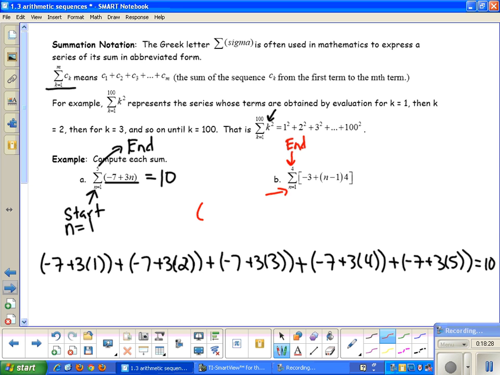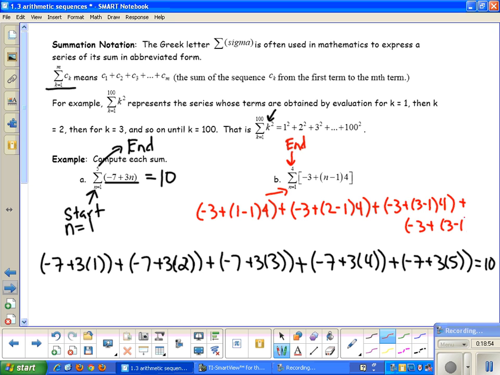So my first one would be negative 3 plus n, which in this case, we're going to start off with an n value of 1, minus 1 times 4, plus negative 3, and then now I'm going to plug in 2 for n, and then I'm going to plug in 3 for n, and then I'm going to plug in 4 for n, and now that I've gone to the fourth term, I can stop. So if I add all that together, I get a value of 12.